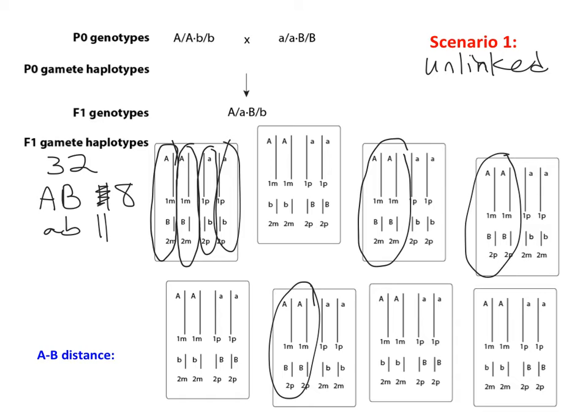So 8 of those 32 gametes are going to be big A, big B combinations. This is all Punnett square. It's just a different format.